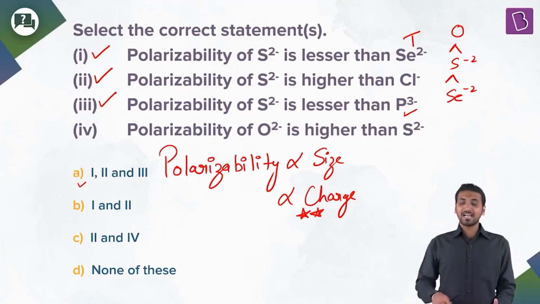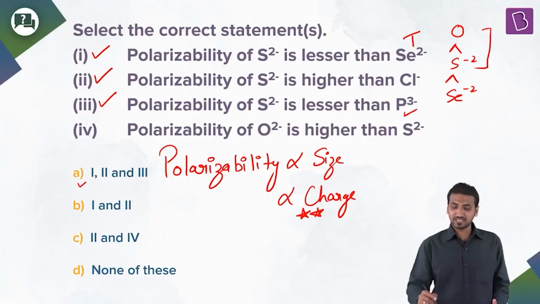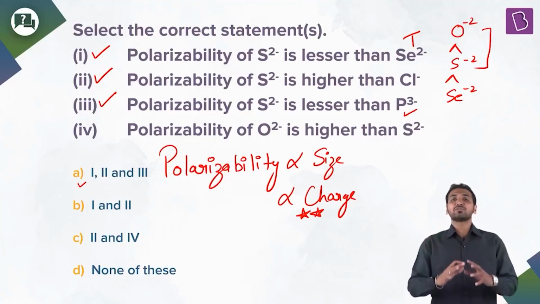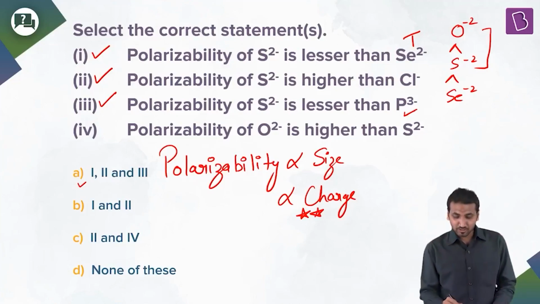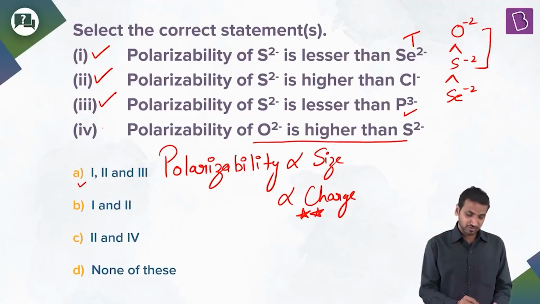Polarizability of O2 minus is higher than S2 minus. See, charge is same for O2 minus and S2 minus. The only factor is size, and S2 minus has a bigger size. So it will have higher polarizability, but it says O2 minus has higher polarizability than S2 minus. Incorrect. So this is not correct.